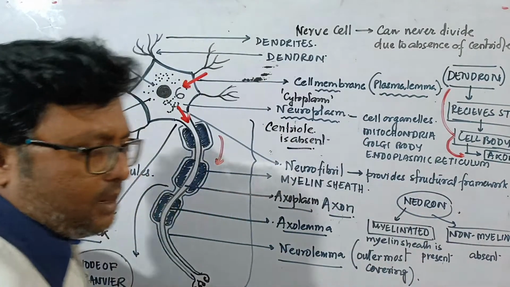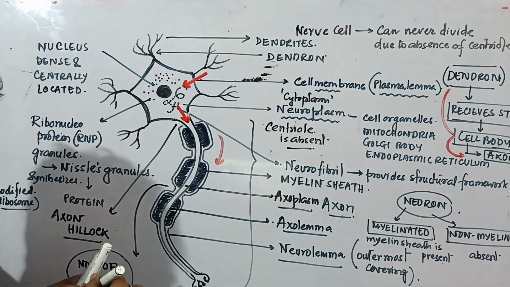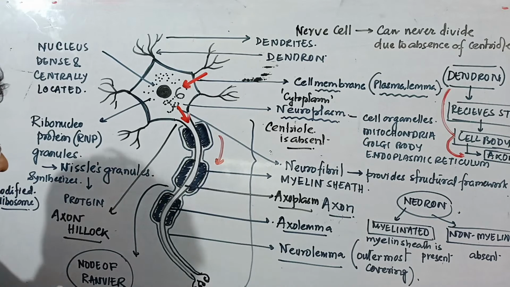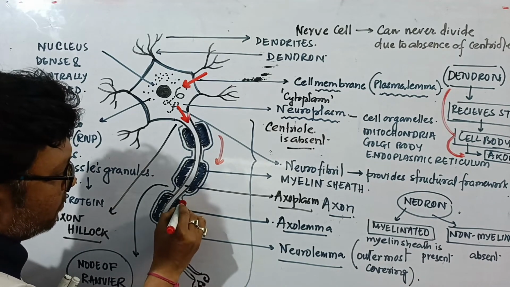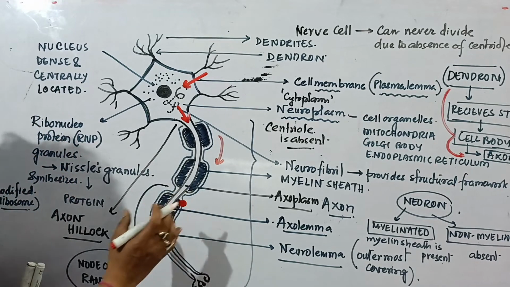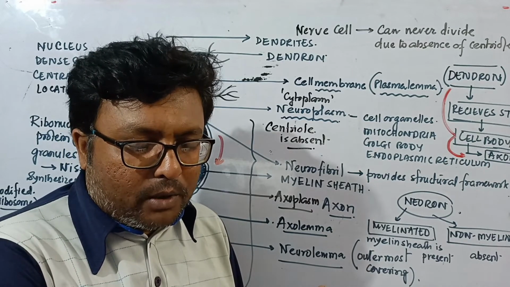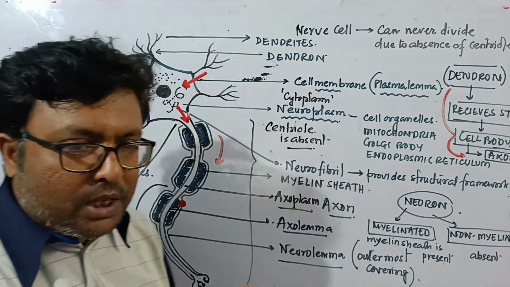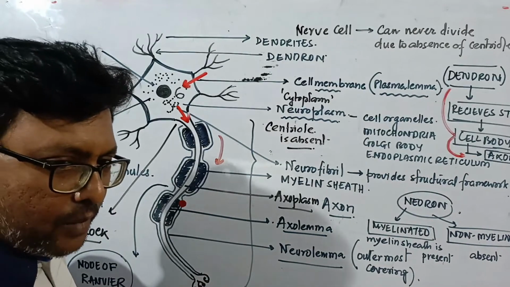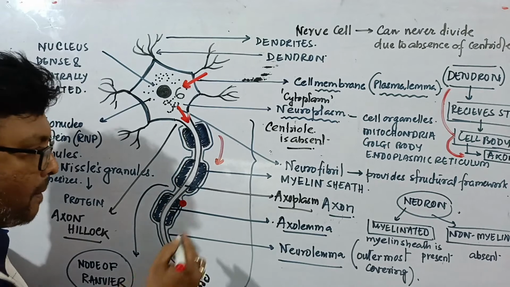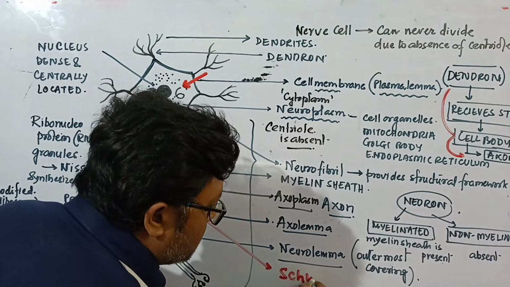Schwann cells, yes, thank you for reminding me. Okay, Schwann cells, have a look. Basically, these specialized cells are found just outside the myelin sheath, or you can simply say in between the myelin sheath and the neurilemma, isn't it? I hope it is given right there. So these are known as Schwann cells.